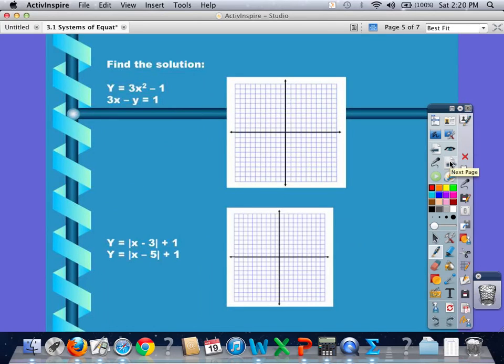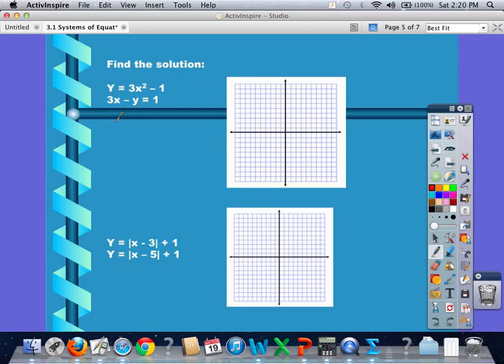All right, so let's find the solutions of these graphs. y is equal to 3x squared minus 1, and then 3x minus y equals 1. Well, one of those is already solved for y. We need to get the other one ready for that. So let's go ahead and fix this problem right here and solve for y.